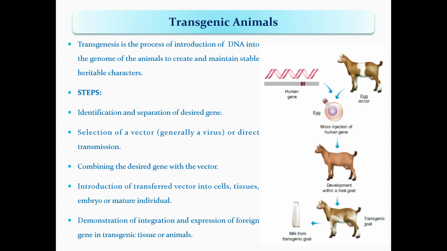First one, we need to identify and separate the desired gene from the organism. Then we need to select a vector, which is normally a virus, for combining the desired gene with the vector. It can also be done by direct transmission. Then this combined desired gene with the vector is introduced into the cells, tissues, embryo or mature individuals. Then the expression of the foreign gene in the transgenic tissue or animal is demonstrated.